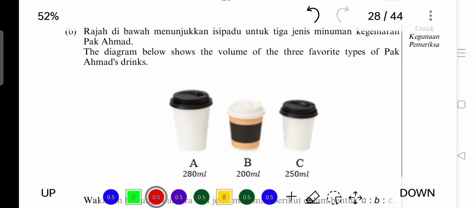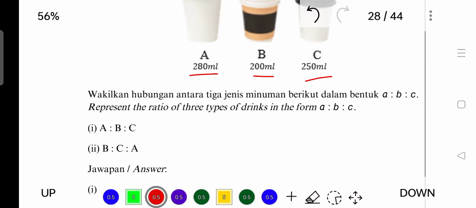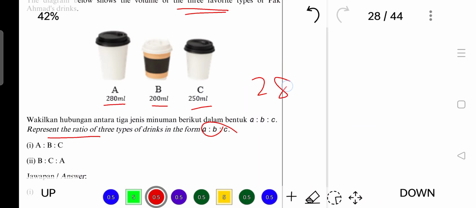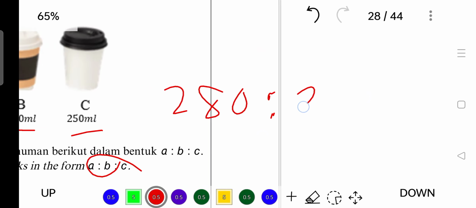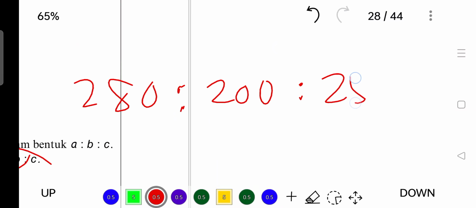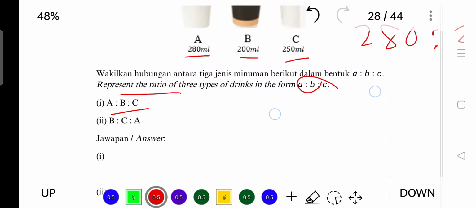The diagram below shows the volume of 3 favorite types of Pa Ahmad's drinks. This is A, B, and C. What you have to do is represent this type of drinks in the form of A to B to C. Okay, it's quite simple. 280 ml, because they are already in the same units. I'm just going to omit the units. All right, 200, and next is 250. Okay, A to B to C.